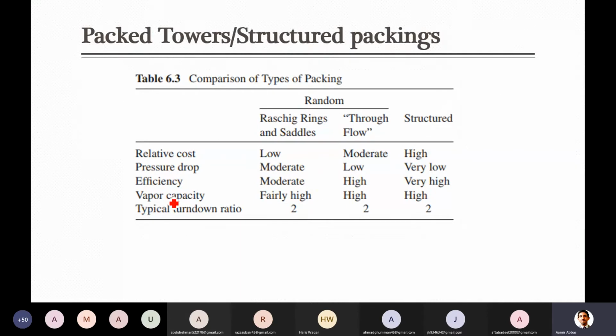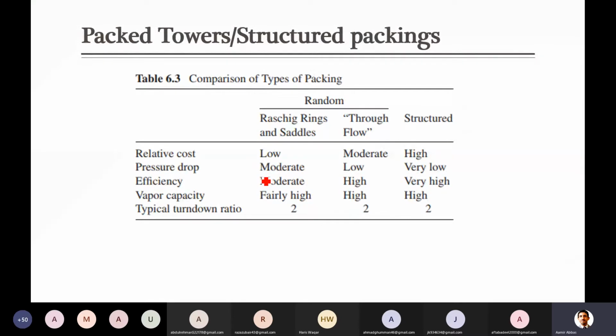So vapor capacity, fairly high. They can handle it, but as you have seen, their structure was quite close, so they can't handle that high a quantity. But all the others, either random or structured, can provide you good handling capacity for the vapor. And turndown ratio, I think, was between the maximum and the minimum vapor flow rate. It was defined in yesterday's lecture. That is quite the same for these, so that factor is not much important here because it is the same for all of these.